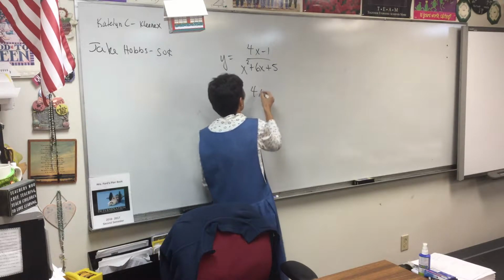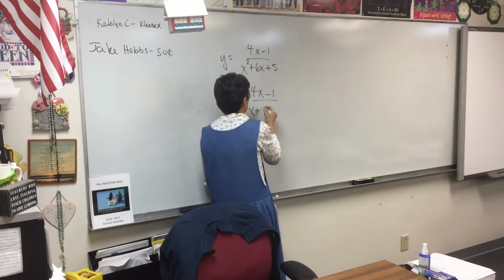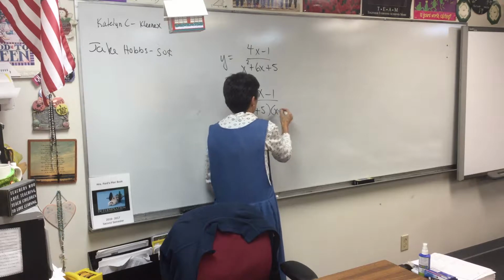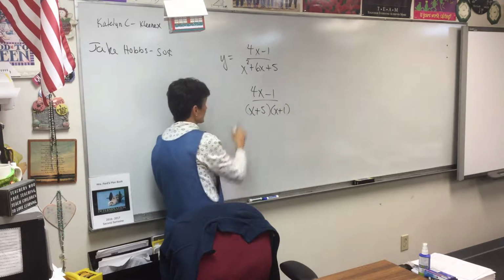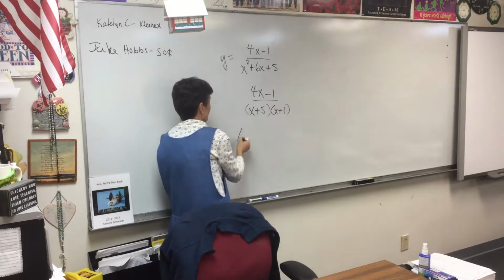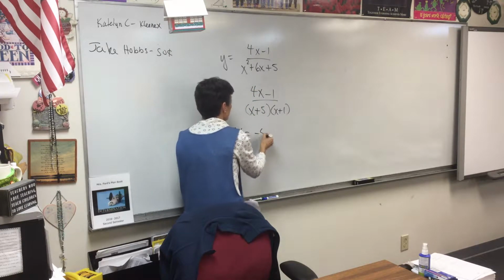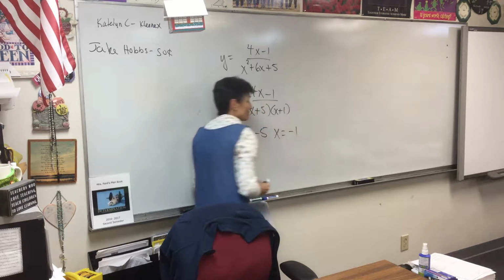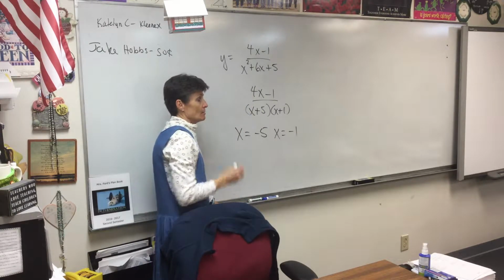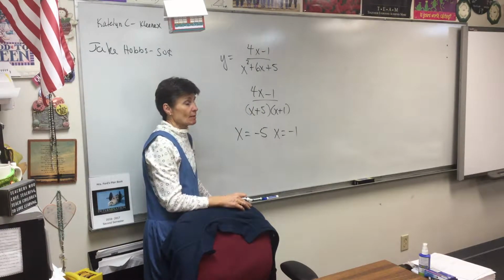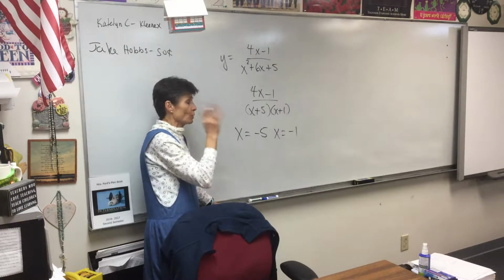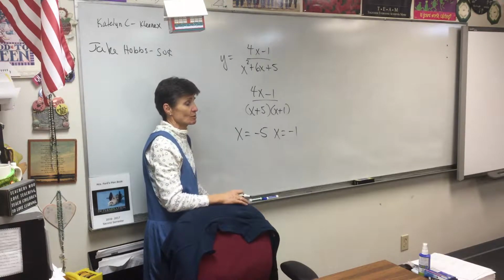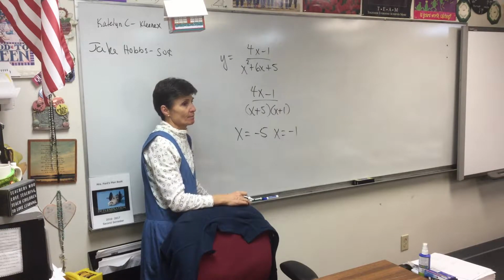2 of them come from the denominator. So your vertical asymptotes, I just factored that. Your vertical asymptotes are -5 and -1. Those will be your vertical asymptotes. Now, you're not being asked to graph this, so you're not doing all that stuff. You're just asked, where are the asymptotes? Those are the vertical ones.